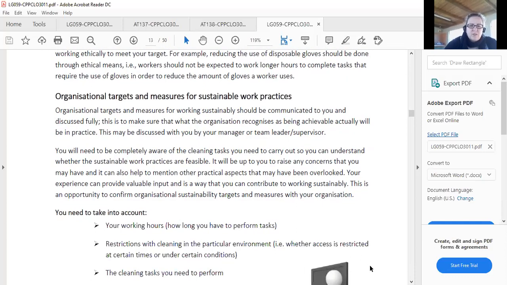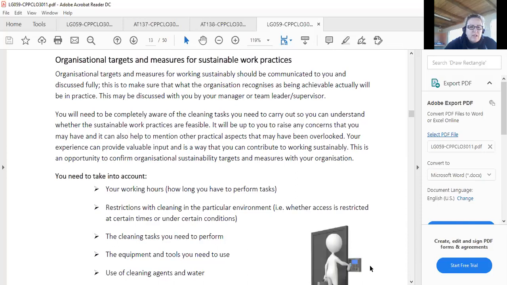Organisational targets and measures are specific for sustainable work practices. Organisational targets and measures for working sustainably should be communicated to you and discussed fully. This is to make sure that what the organisation recognises as being achievable actually will be in practice. This may be discussed with you and your manager or team leader and supervisors and other workmates. You'll need to be aware of the cleaning tasks you need to carry out in order to understand whether the sustainable work practices are feasible. It will be up to you to raise concerns that you may have.